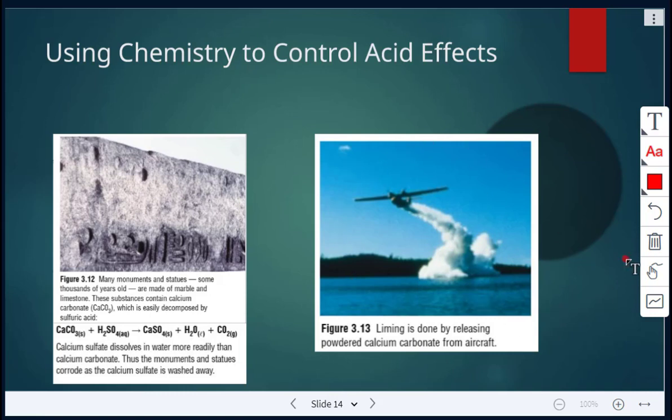releasing the powdered calcium carbonate from aircraft. In this image, many monuments and statues, some that are thousands of years old, are made of marble and limestone. And these substances contain calcium carbonate, which is easily decomposed by sulfuric acid. So we can see the reaction here. Calcium sulfate dissolves in water more readily than calcium carbonate. Thus, the monuments and statues corrode as the calcium sulfate is washed away.